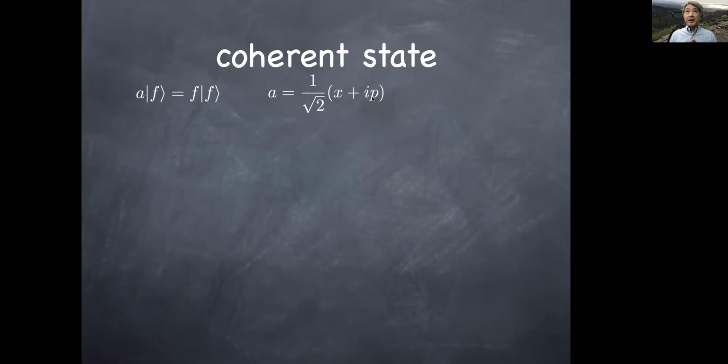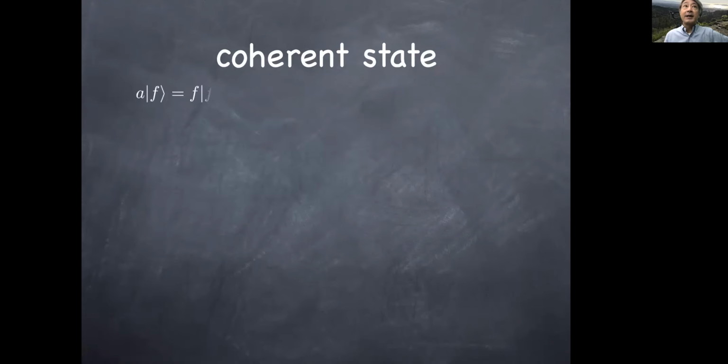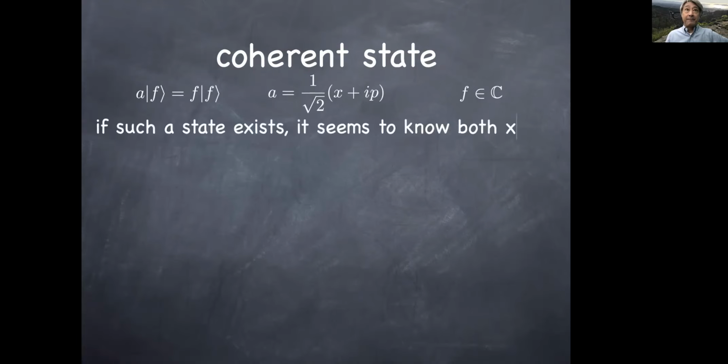Of course, there's uncertainty, so you can never do that. That's why we are talking about the size of the circle with the area of h bar in the end. But you see that talking about the eigenstate of A, roughly speaking, allows you to specify X and P at the same time. That's why we can hope it corresponds to a circle like this, the classical orbit in the XP plane. So at least I hope it shouldn't sound too crazy that we are interested in the eigenstate of an annihilation operator with a complex eigenvalue F.